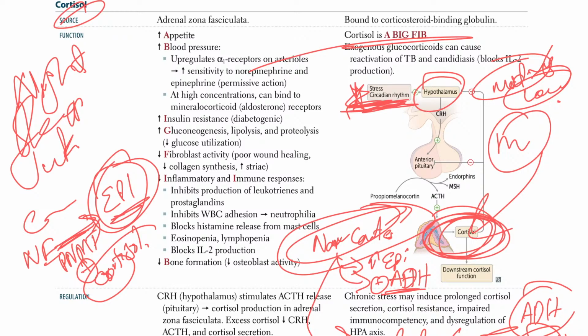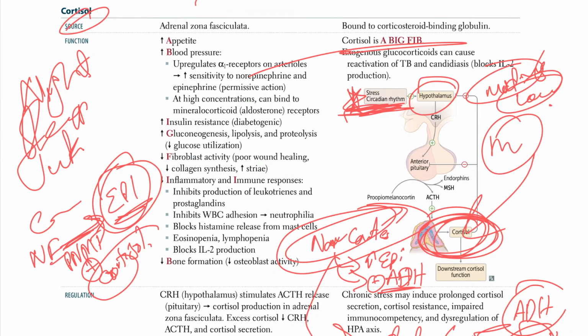And I guess that is going to be all for cortisol. So let's just go over this. We said cortisol coming from fasciculata binds the corticosteroid binding globulin.